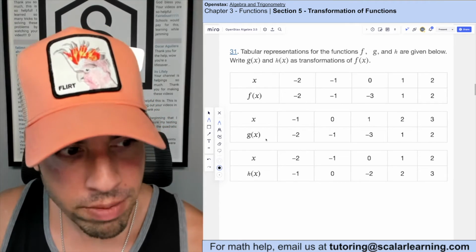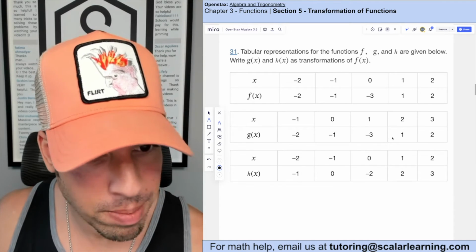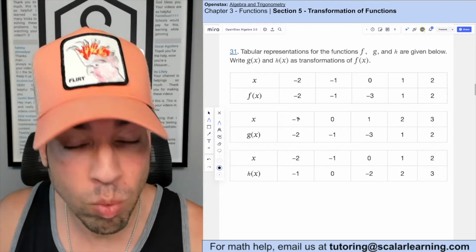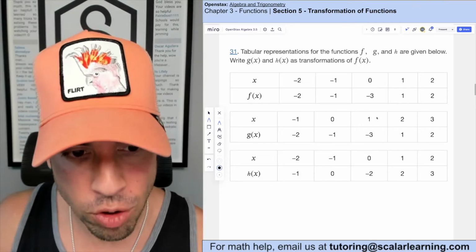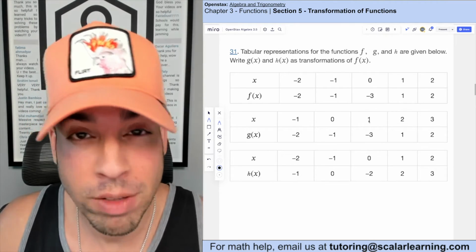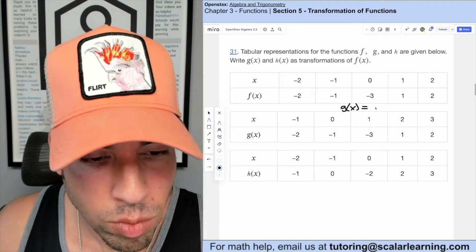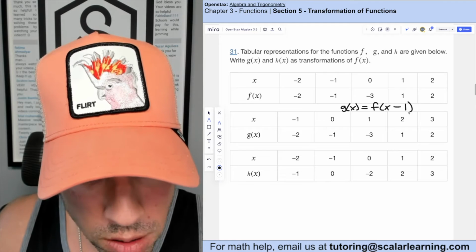So for g of x, writing it as a transformation of f of x, it looks like the exact same outputs, but everything for the x value has been shifted once to the right. Like where it was -2, now it's -1. Where it was 0, now it's 1. So we know a shift to the right is minusing 1 from the input, which means g of x is f of x minus 1, boom, done.